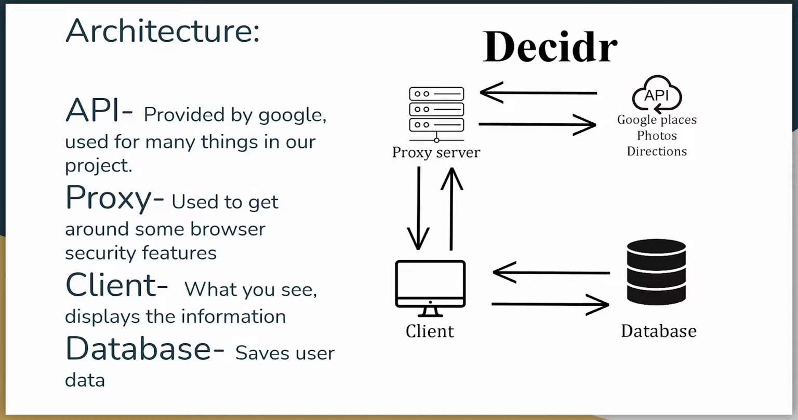Next, we have our proxy server, which is used to send the request to our API from our client, and that's required due to some browser security feature. Of course, our client is the instance of our user and the component that the user will interact with to get their desired place to eat. Lastly, our database is where all of our user data is stored, which places you have visited, as well as user data such as their name and email.